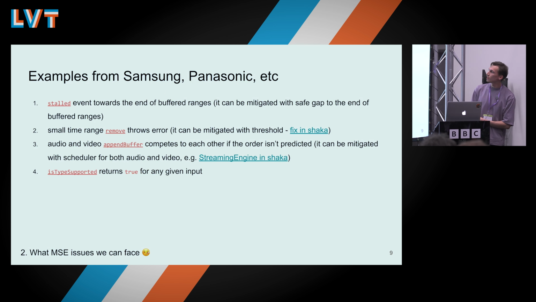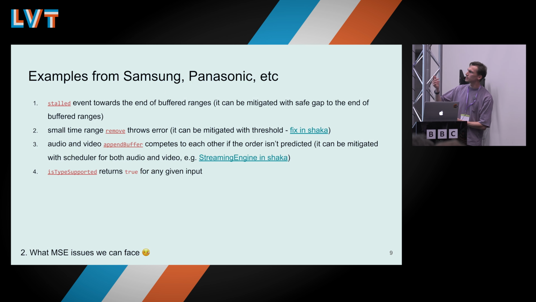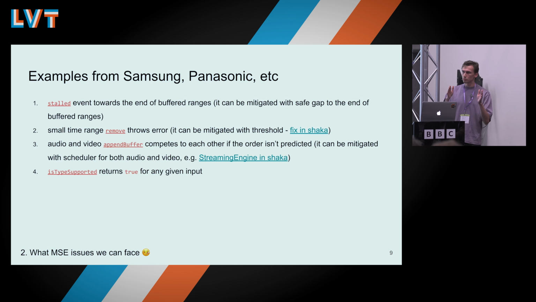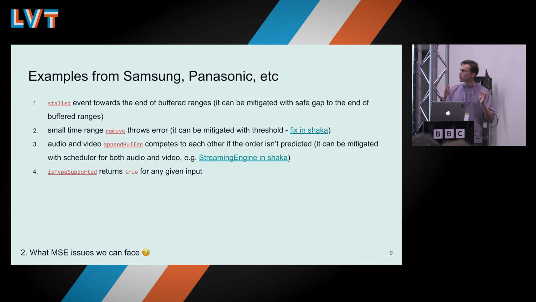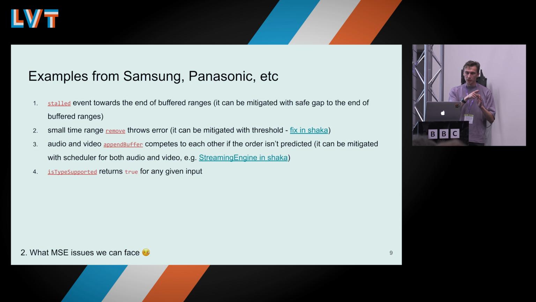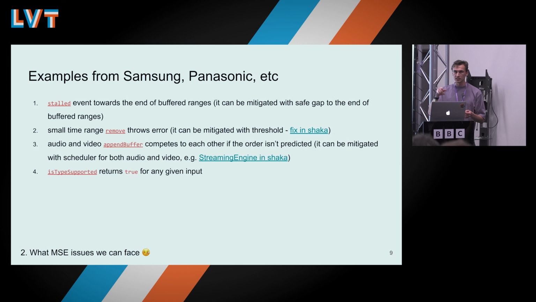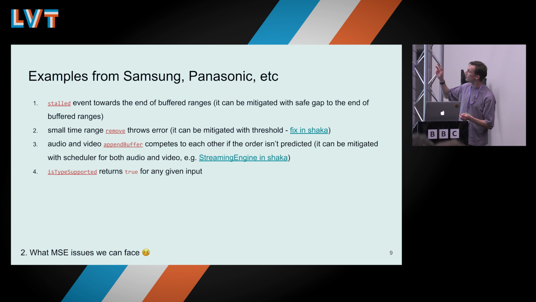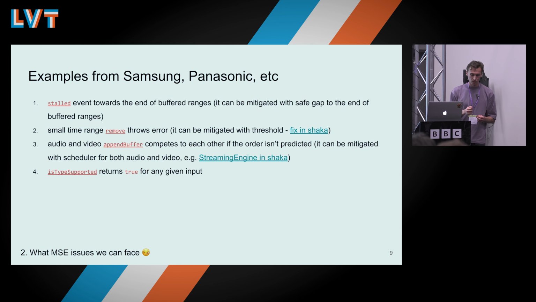There are four of them that I found, and the first one is the buffer edge. The buffer edge is where we put data into the source buffer, and when we are close to the end, we may have a stall, which the user usually sees as a spinner. It can be easily mitigated with a safe gap, as I put on the slide.